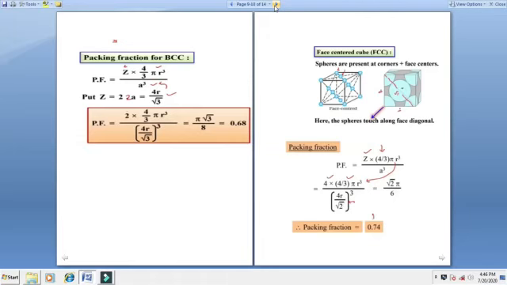In face centered cubic cell, the packing fraction can be calculated by substituting the value 4 in place of Z, and in place of a you can substitute the value 4r upon root 2. The packing fraction, if you calculate, will come to 0.74, which implies that 74% of the space is occupied by spheres and 26% is void.